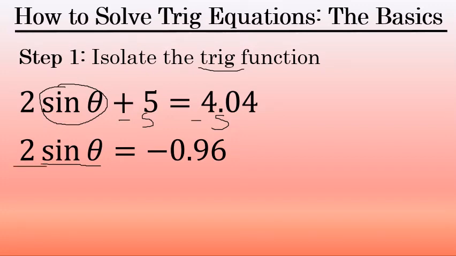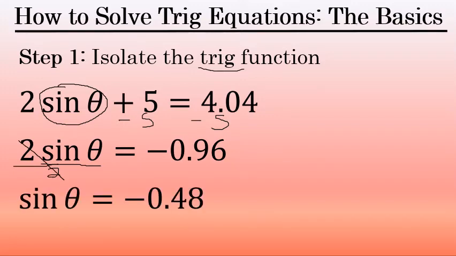When you divide the left side of the equation by 2, the 2's divide away to be 1, and on the right side, negative 0.96 divided by 2 is negative 0.48. So at this point, we have sine of theta equals negative 0.48. The trig function has been isolated, and it's on to step 2.